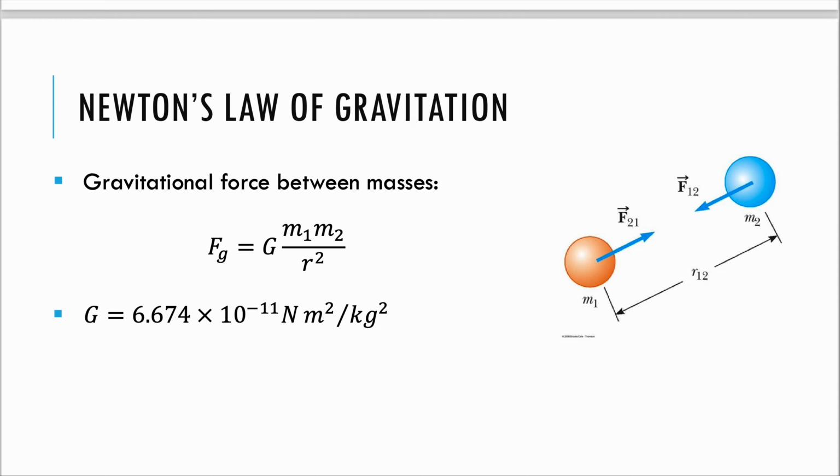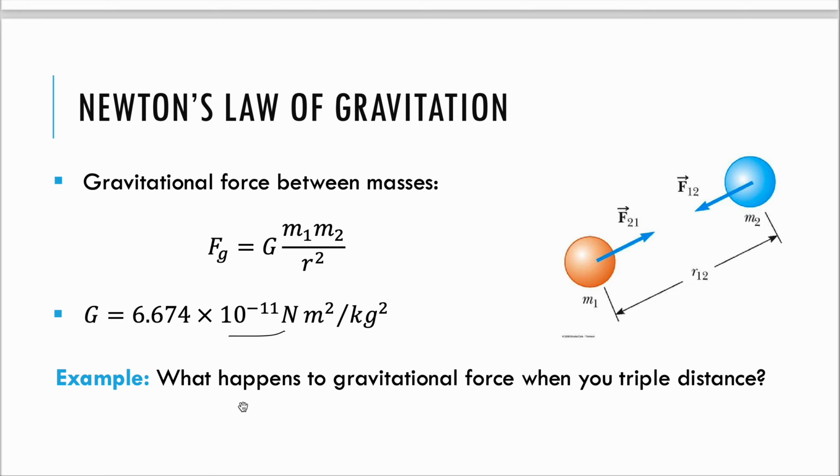Finally, Newton's law of gravitation. This law tells us that there's a gravitational force between masses, and it's given by G, the universal gravitational constant, which has a very small value, the product of the two masses, and the distance between the masses squared. So whenever there are masses, there's going to be this force between them. This force is attractive. It pulls the masses together.